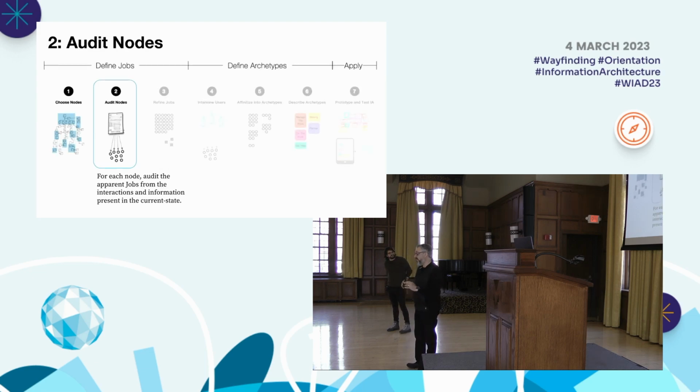So once we have the nodes chosen, we define the jobs. So we have this audit where we go through and take screenshots of the core sample or the individual screens and start to look at them by the jobs that are apparent. And this is really an audit of the current state. There isn't really a good foundation for designing a new state. We're not going to use this, but it's a good way to start to catalog what it is that the current state provides.